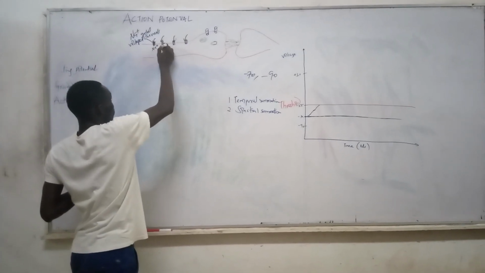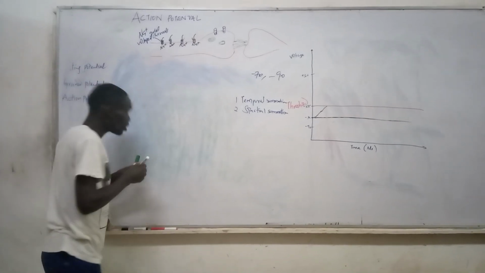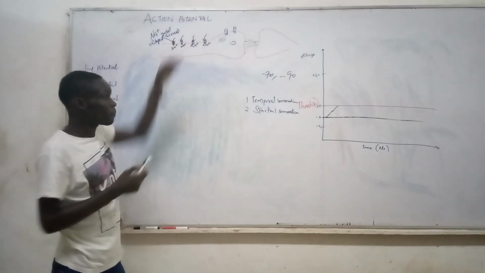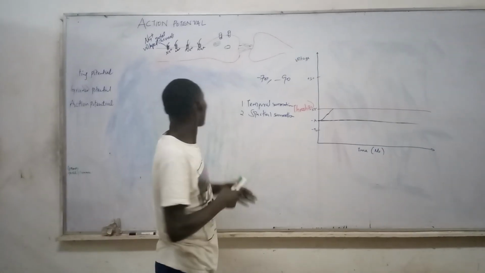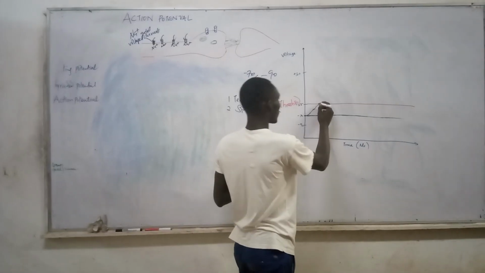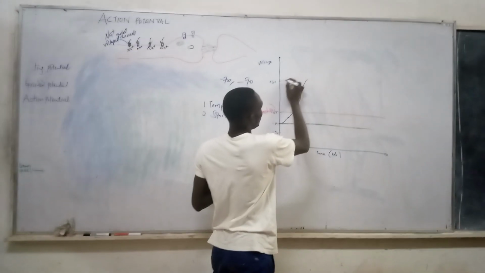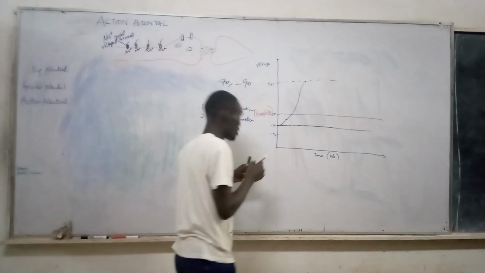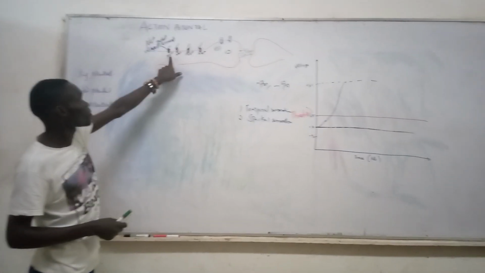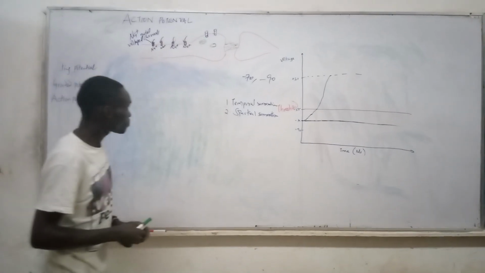These are sodium ions. When more sodium ions leak in, because we have more positive charges coming into the membrane, the charge goes up to positive 30. Remember, it is because of sodium ions leaking in.